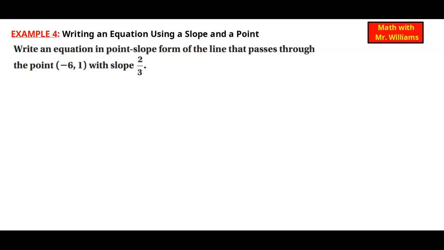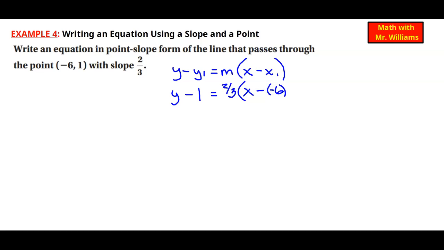Math with Mr. Williams, example 4, writing an equation using a slope and point. Write an equation in point-slope form of a line that passes through the point negative 6, 1 with a slope of 2/3. Let's go ahead and write down our point-slope format. Now we're going to substitute in our numbers. The y stays. Our y1 would be 1, equals our slope 2/3, parentheses, our x minus our x1, which is negative 6, so we're going to put that in parentheses because it is negative.